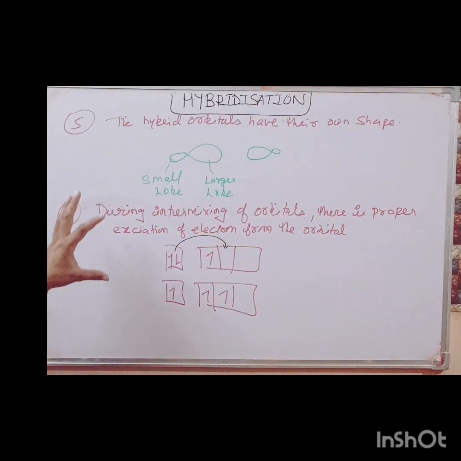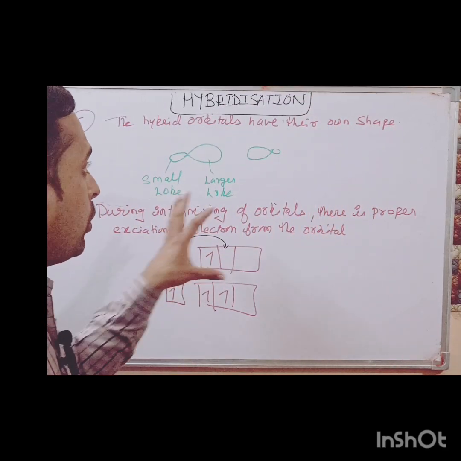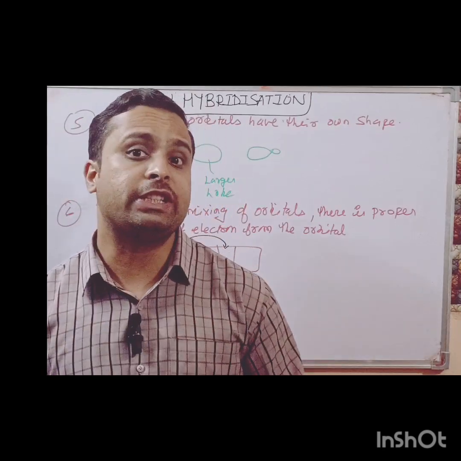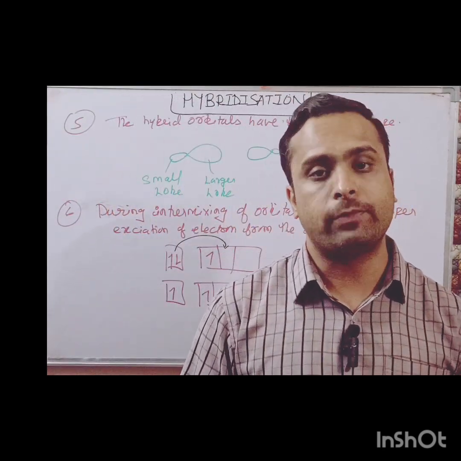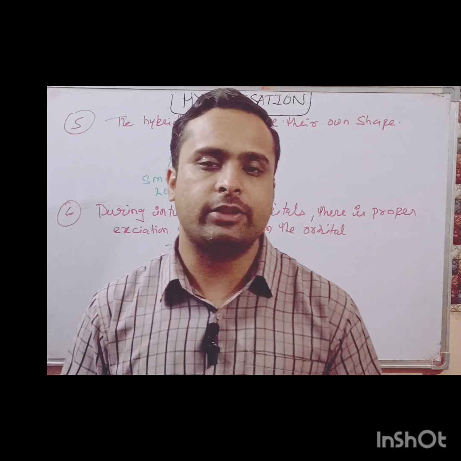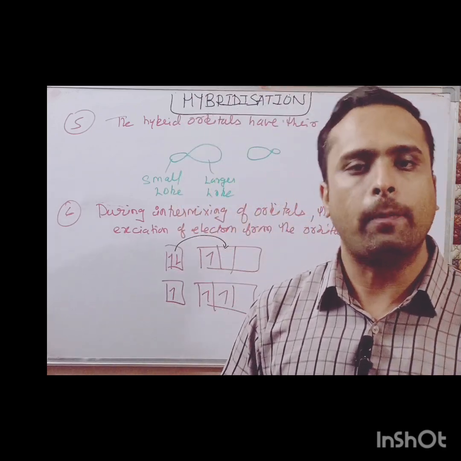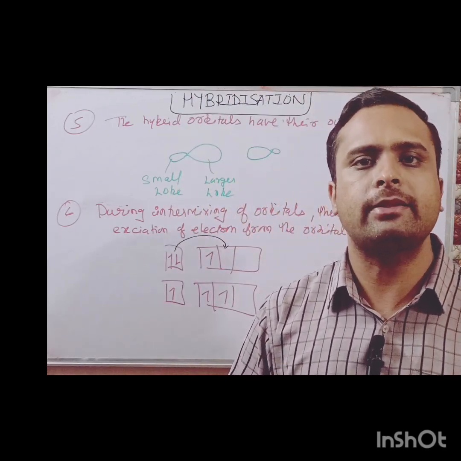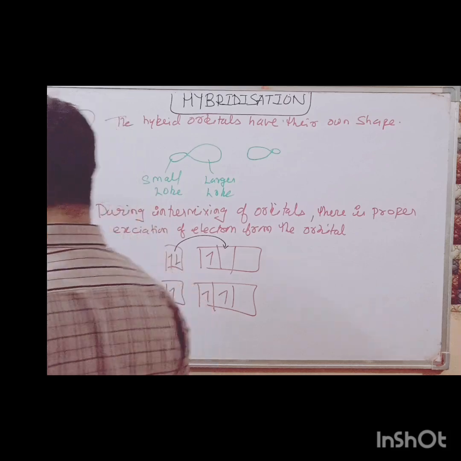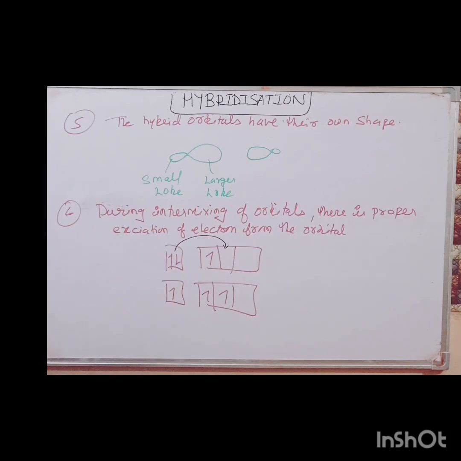So these are certain sets of rules for hybridization. Hybridization is the intermixing of orbitals of different energies in order to get orbitals of the same energy, stable molecules. Let's learn about the types of hybridization.